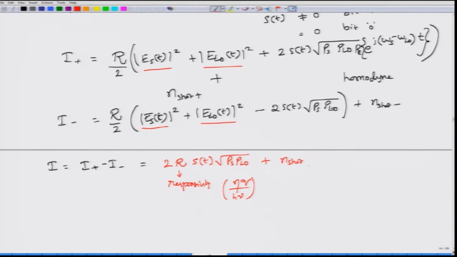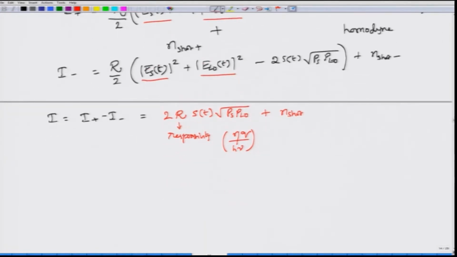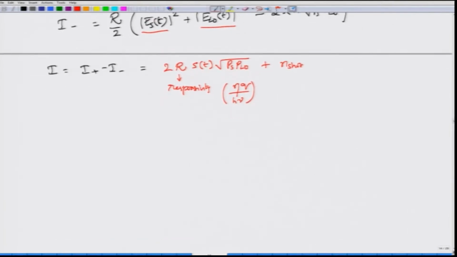This noise, n shot, will be defined as n shot plus minus n shot minus. That is to say, this fellow is actually n shot plus minus n shot minus. Okay. So, this variable, the difference between the two noises, is denoted by n shot. Okay. So, this is what you have for the photodiode.